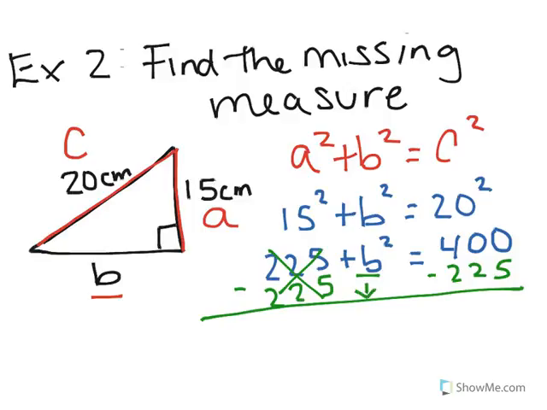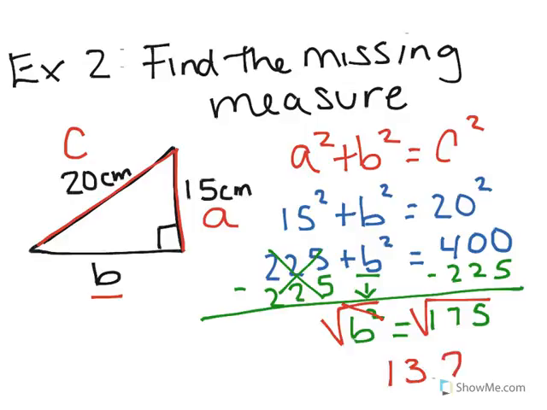And then we're going to bring down what we haven't used, which is b squared, which is our unknown. And we subtract 225 from 400. We're going to get 175. And just like our last example, in order to cancel out that square, we have to square root it. So I'm going to square root b squared, and that's going to cancel those two out, and I'm going to square root this side. So the square root of 175 is about 13.2. So b is going to be 13.2.